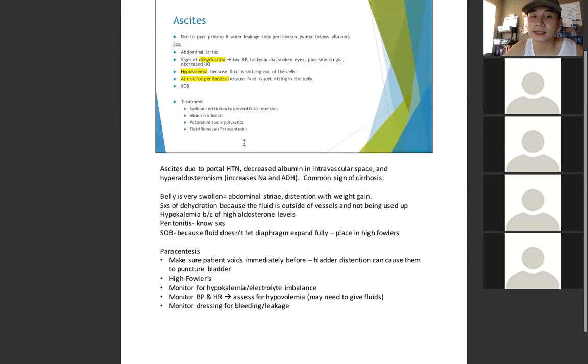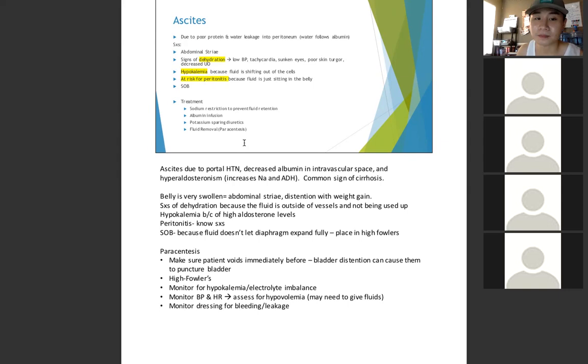So it's important we use potassium sparing diuretics because patients with cirrhosis already have issues with low potassium levels due to the increase of the aldosterone hormone. When aldosterone increases, it increases sodium. Increased sodium leads to increased fluid inside the body. Increased fluid inside the body decreases the potassium. So that's why we need to use a potassium sparing diuretic, to spare the potassium left in our body.